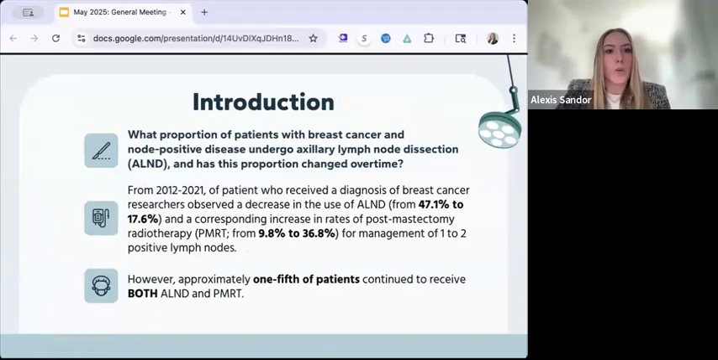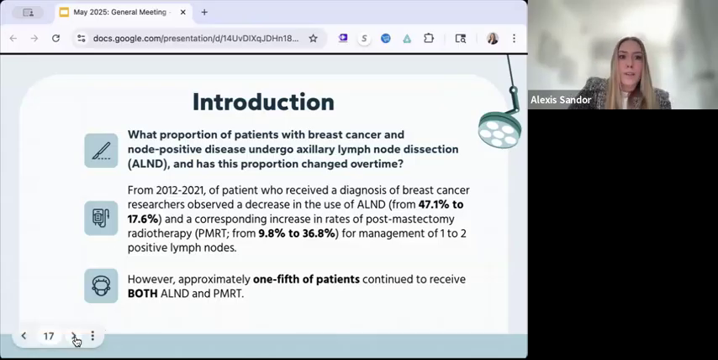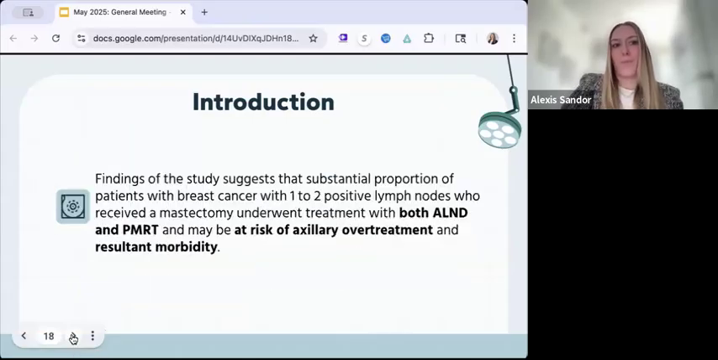So in 2012 to 2021, axillary lymph node dissection use actually declined, from 47.1% to 17.6%. And post-mastectomy radiotherapy actually increased from 9.8 to 36.8%. Yet nearly 20% of patients still receive both. So this is a substantial proportion, and it raises concerns about possible overtreatment and its consequences, such as morbidity.